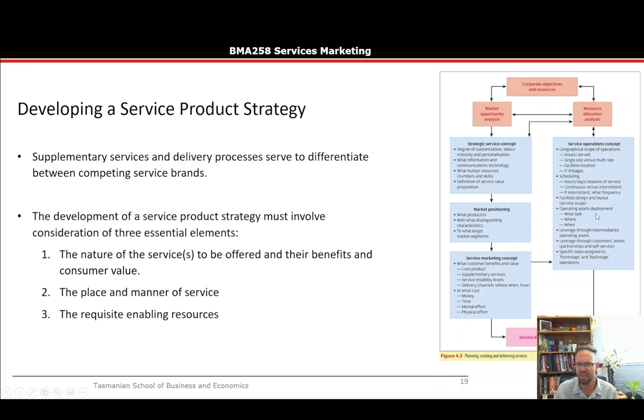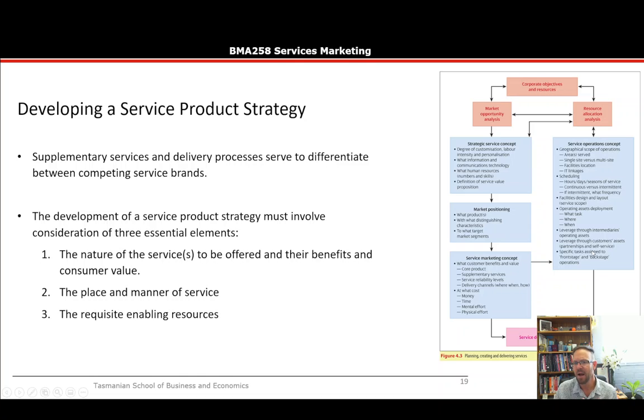So you're really sitting down thinking, well, if these opportunities are there, what do we need to be able to get them? Operating assets deployment, leveraging through intermediaries and operating assets, leveraging through customer assets, partnerships and self-service.